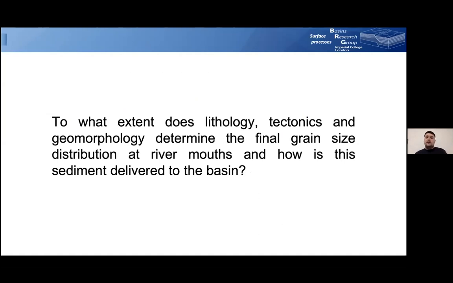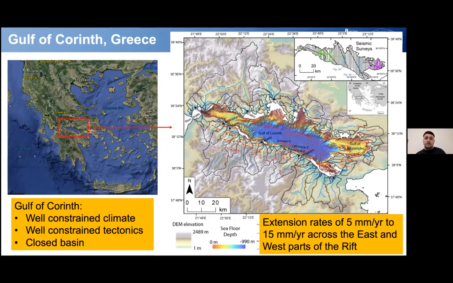So to what extent do lithology, tectonics, and geomorphology determine final grain size distribution at river mouths? And how is this sediment delivered to the basin? So we go to the Gulf of Corinth. I won't talk much about this, as Lisa's already gone through it quite a lot, but it's got a really well-constrained climate history, really well-constrained tectonics. It's a closed basin. We've got amazing seismic data. We've got DEM, 30 meter, 5 meters.